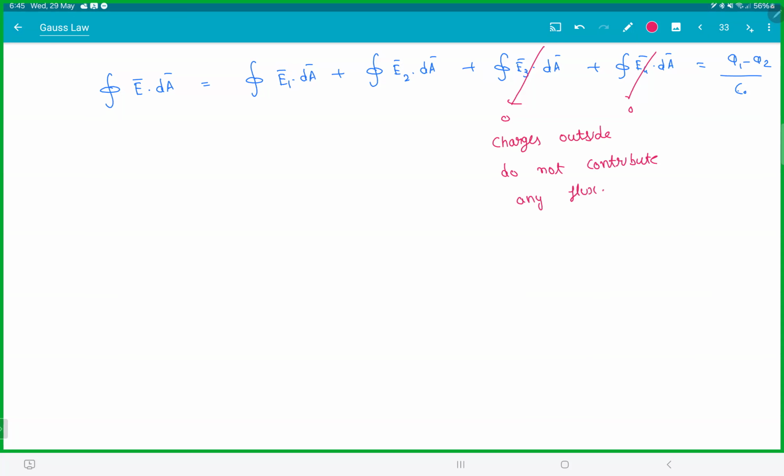So be careful. In the exam they'll ask you like this. They will say the integral of (E1 plus E2) dot dA is Q by epsilon. It is right. The integral of (E1 plus E2 plus E3 plus E4) dot dA is equal to Q by epsilon. That is also right.